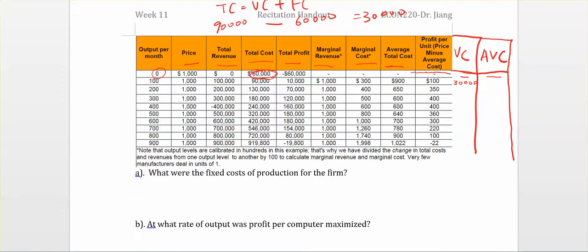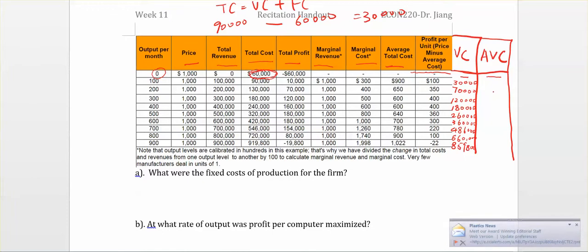Following that we have 70,000, and 120,000, and 180,000, 260,000, 360,000, and 486,000, and 660,000, and the last one is 859,800.